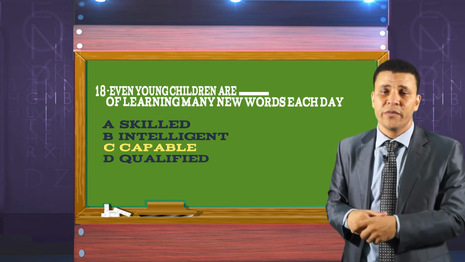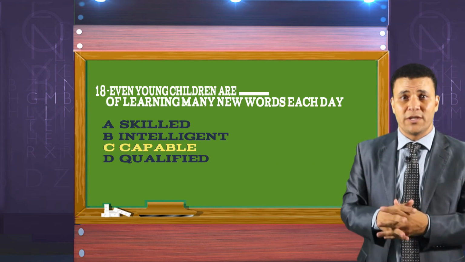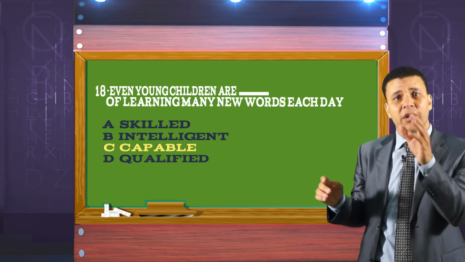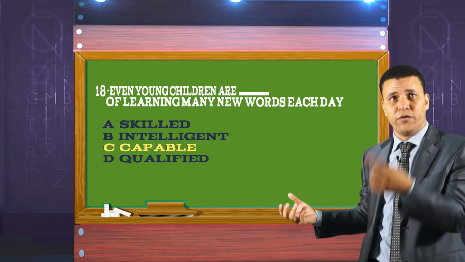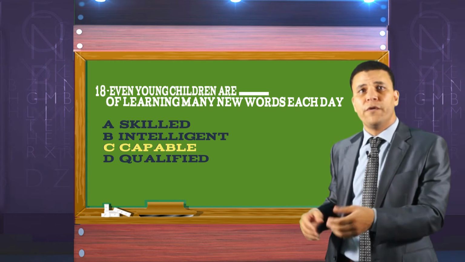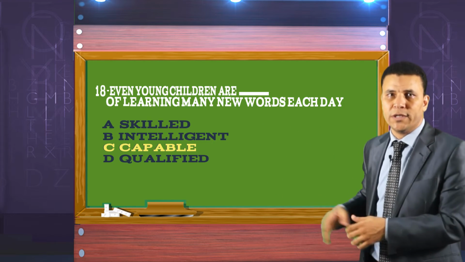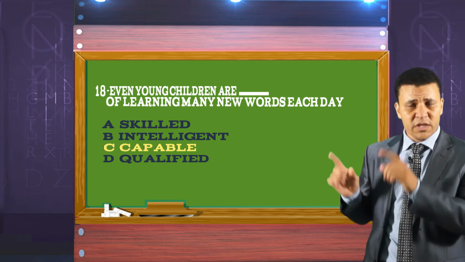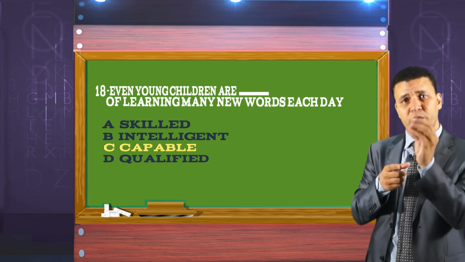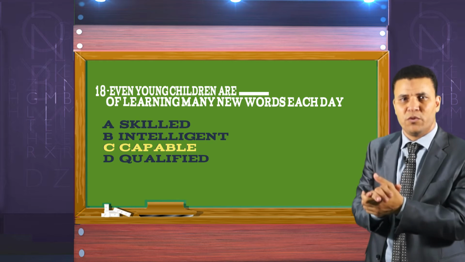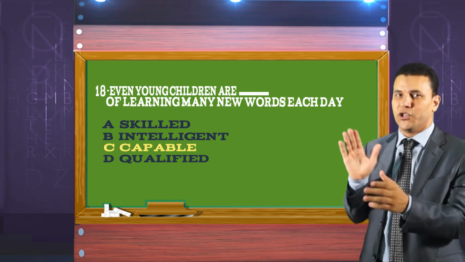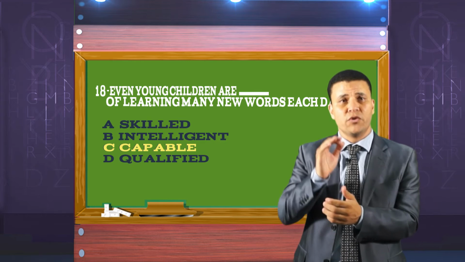And I'd like to attract your attention to something important. We said enable to and infinitive. Here, capable of and gerund. If you look at the sentence again, even younger children are capable of learning many new words each day. So it's very important to keep in your mind the correct preposition and what comes after this preposition. And as you know, all prepositions except two are followed by gerund. Okay? Keep this in your mind.